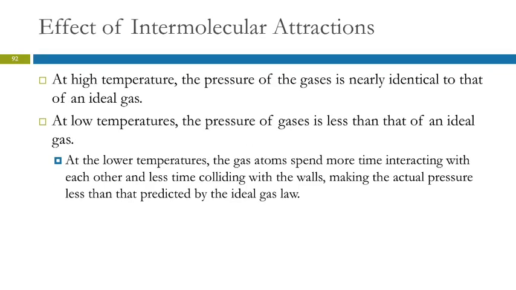At high temperature, pressure of gases lines up right with the ideal gas law. It's really good. But at low temperatures, we start to see deviation. The pressure then is actually less than what we expect. What happens here is that when the gas is at a lower temperature, it's moving more slowly. And now when those particles run into each other, they actually have a little time to interact.